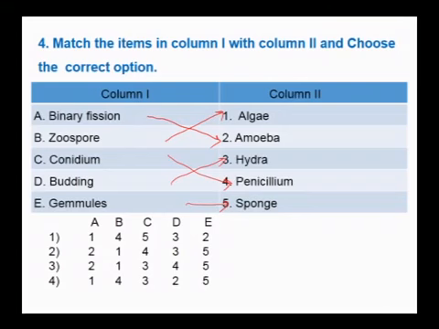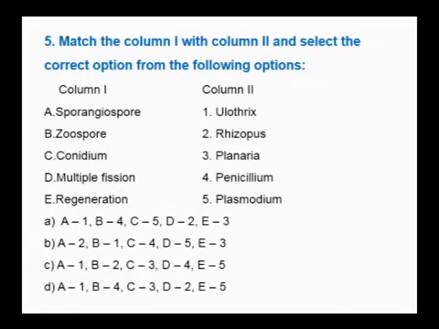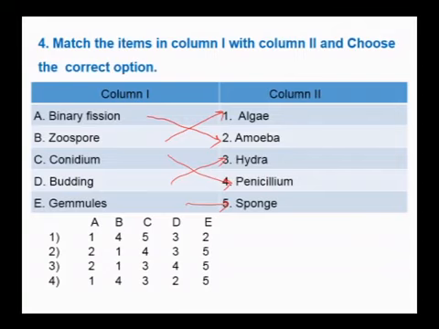Therefore, the answer is: A with 2, B with 1, then conidia, penicillium, that is C, then budding, D, gemmules, that is E. So it should be BADCE.